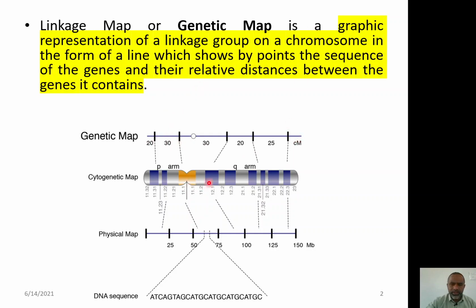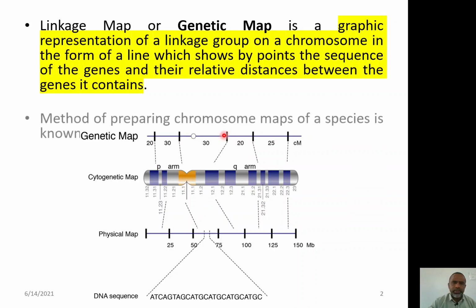So, here it means this gene is located there, this is there, this is there, and the relative distance is also indicated over there, that this is such part away from it, and this is such part away from it. So, when you want to show the sequence of genes on a chromosome by drawing a line, and the presence of genes with the help of points, then it is called the genetic map.